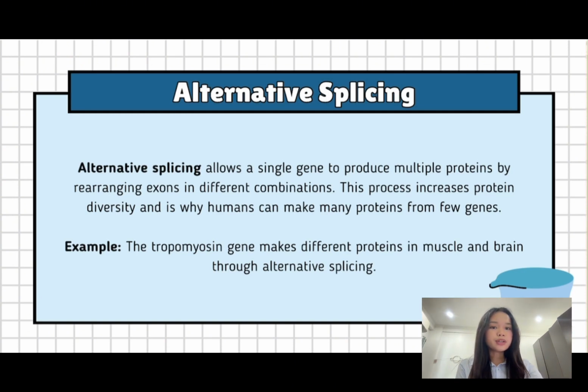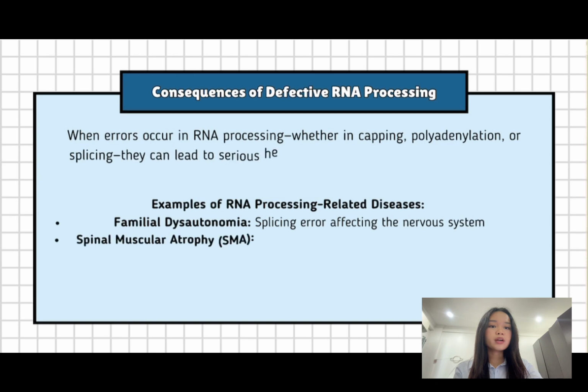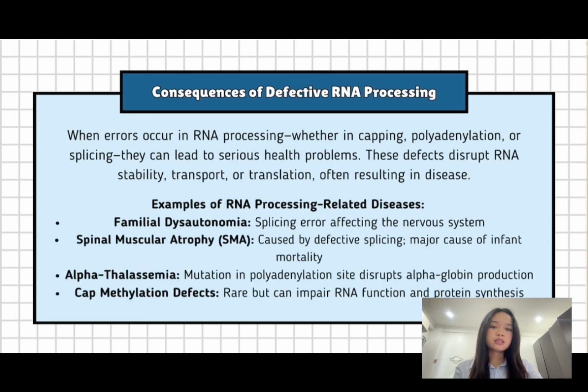Now that we've covered the normal process of RNA processing, which is 5' capping, 3' polyadenylation, and splicing, let's talk about what happens when things go wrong. Defective RNA processing occurs when there are errors in any of these crucial steps. These errors can have severe consequences, often leading to various human diseases. Here are a couple examples of human diseases linked to RNA processing defects.